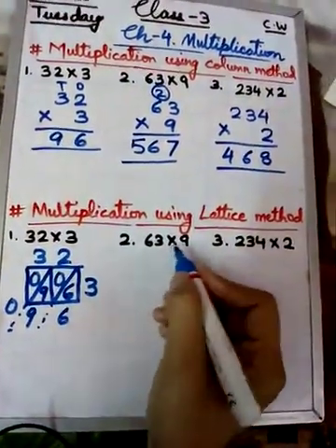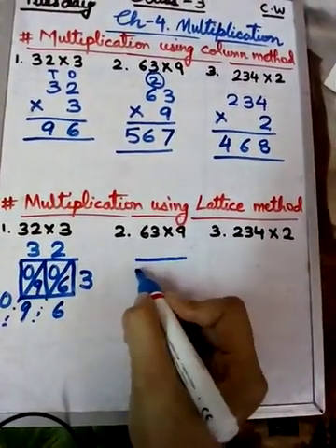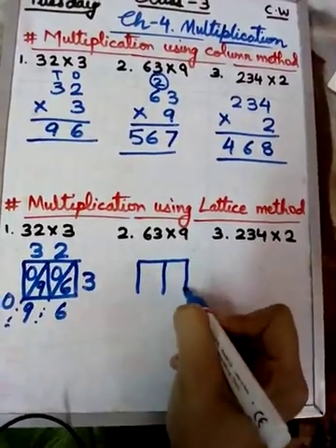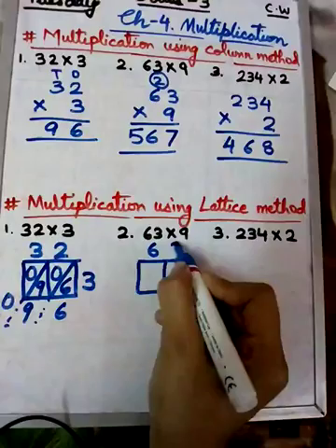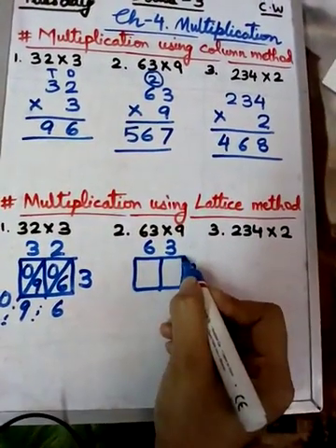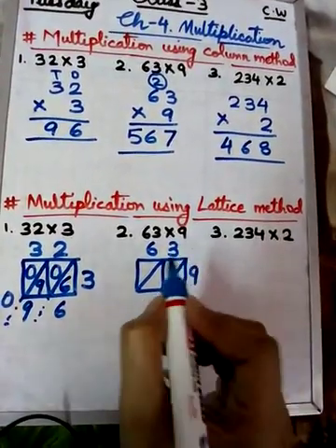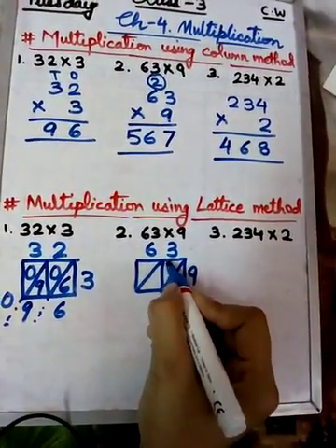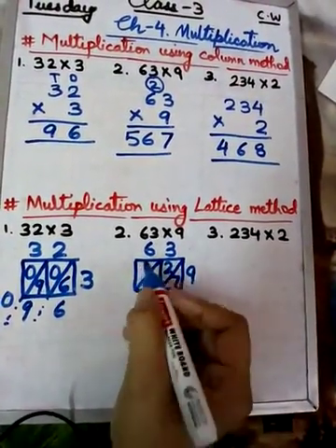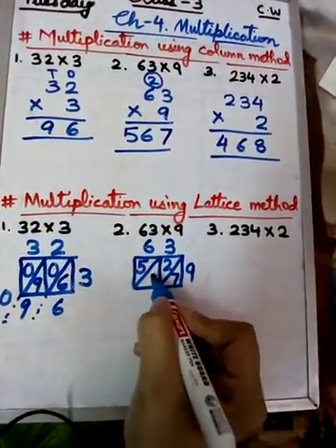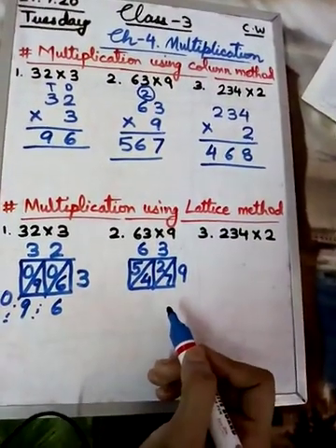Let us do one more question. 63 into 9. So we need a 2 by 1 grid. This is 2 columns. 63 and 9. Divide it diagonally so that we can write ones and tens place. 9 threes are 27. So write 2, 7, 27. 9 sixes are 54. Write 5 up, 4 down. So remember, this is the ones place and this is the tens place area.